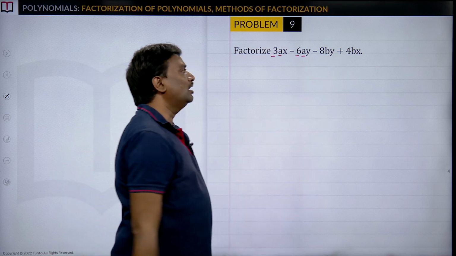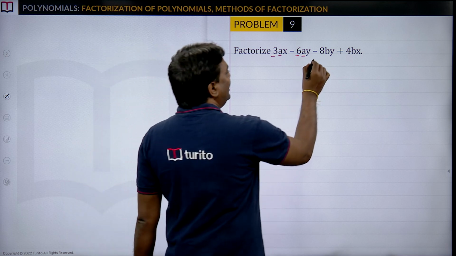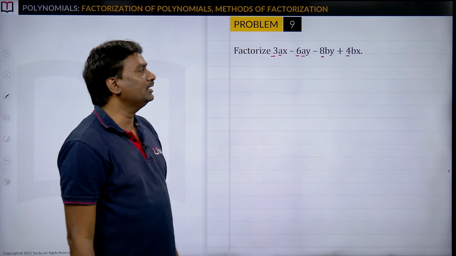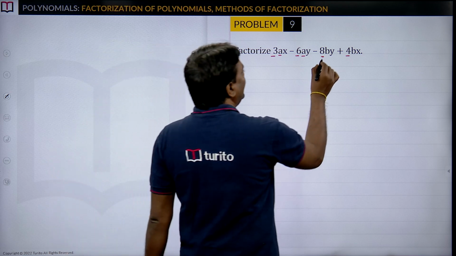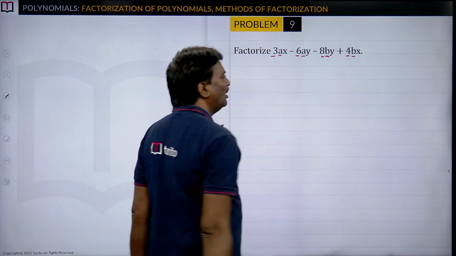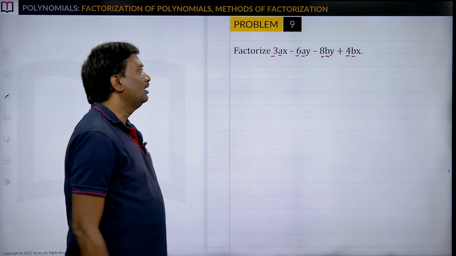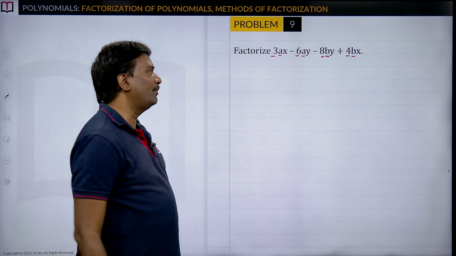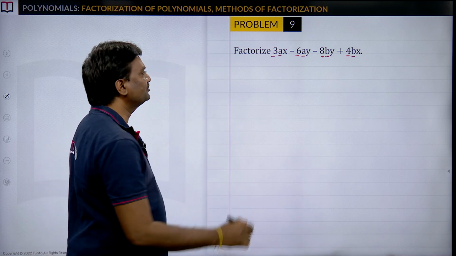Next, if you take the last two terms 8by plus 4bx, where 8 can be written as 4 into 2 and 4 can be written as 4 into 1. So, clearly 4 is a common factor. Similarly, b is also a common factor. So, you can take 4b as common. From the first two terms, you can take 3a as common. From the last two terms, you can take 4b as common.